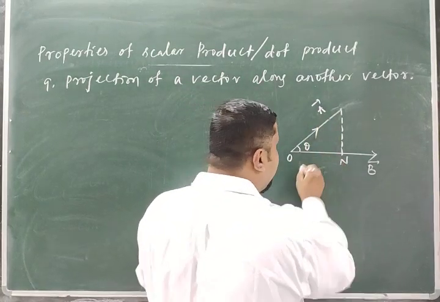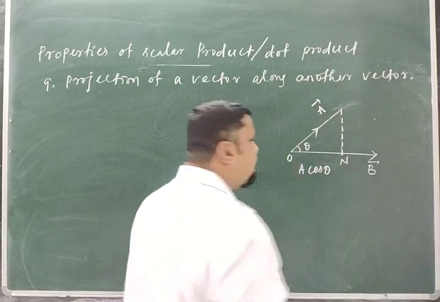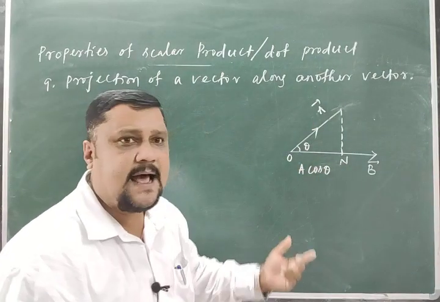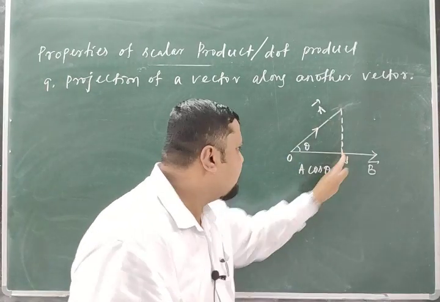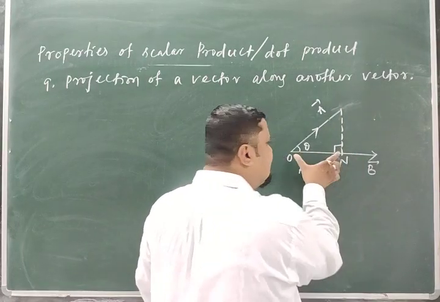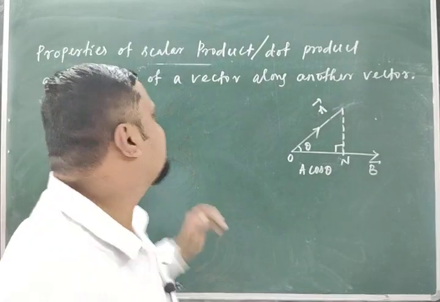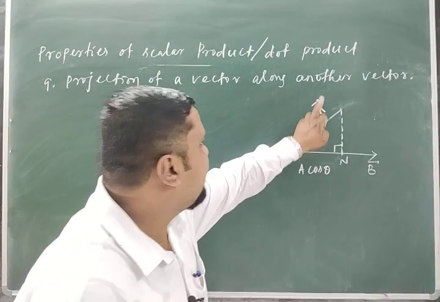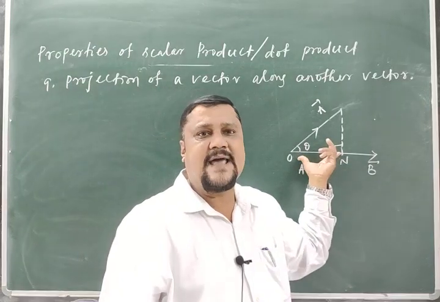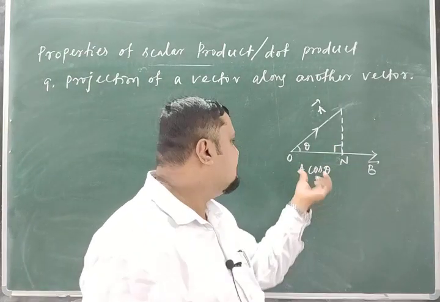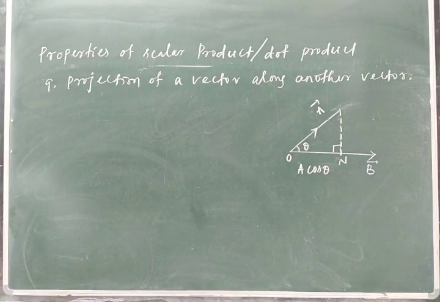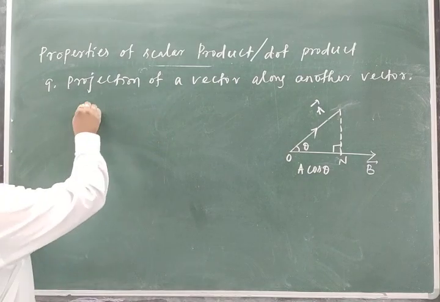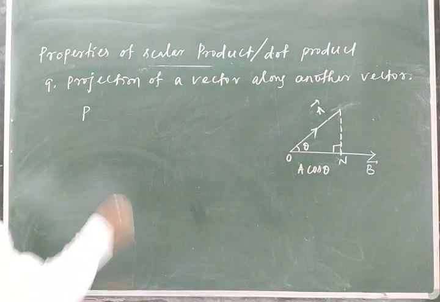What is this ON? A cos theta. Magnitude. This is A cos theta. Draw a perpendicular. This is the magnitude A cos theta. My point is, to find the projection of the vector A along the vector B, I have to find ON, which is A cos theta. So let me write the projection as P, which is equal to ON.